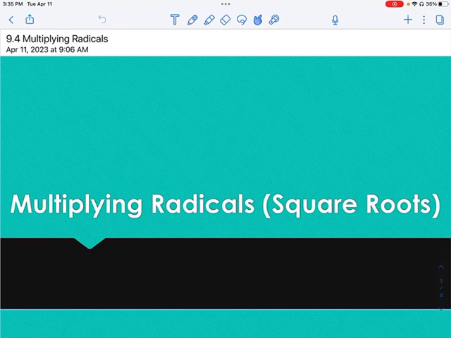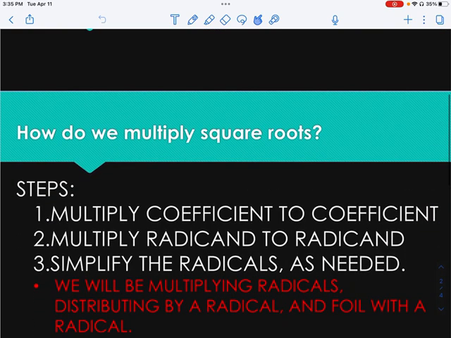All right, we are going to continue here into chapter 9, working with square roots or radicals. And what we're going to do today is work on multiplying radicals. Okay, so how do we do this?